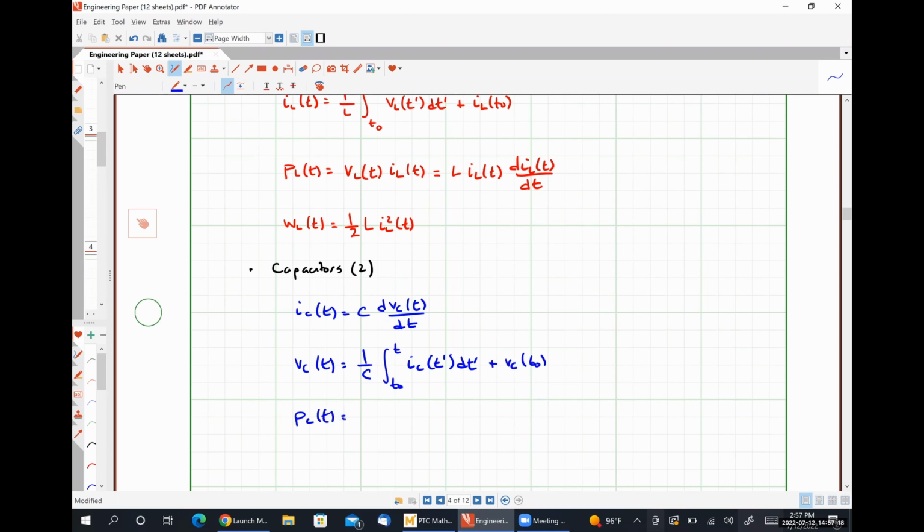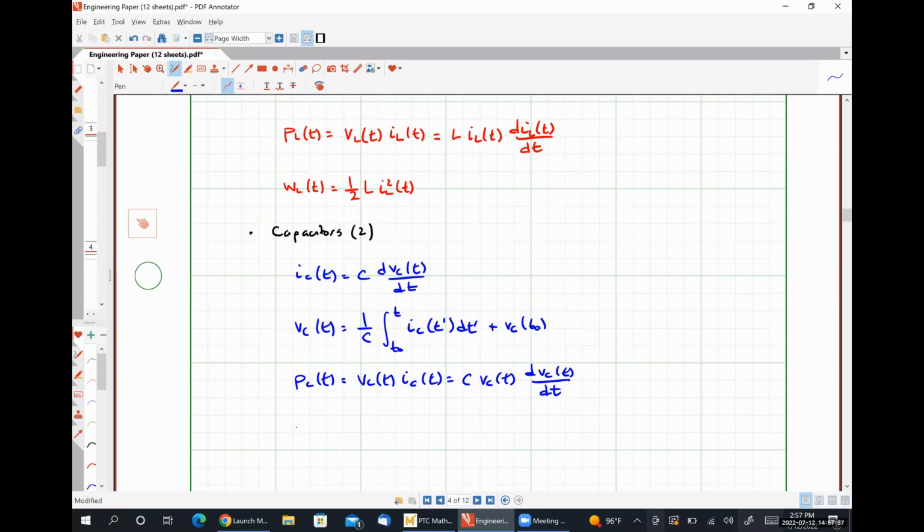p_C(t) is v_C times i_C, or C v_C dv_C/dt. And the energy stored by a capacitor, 1/2 C v_C squared.